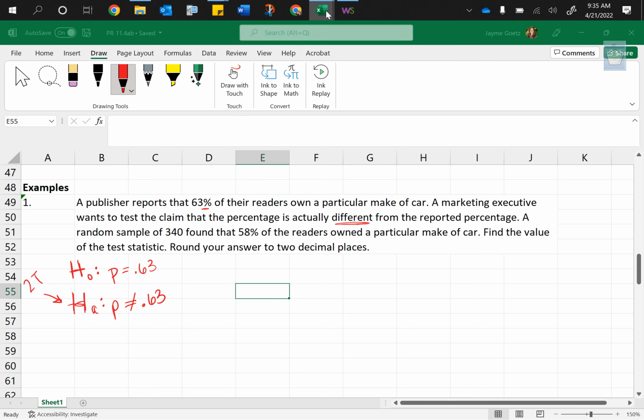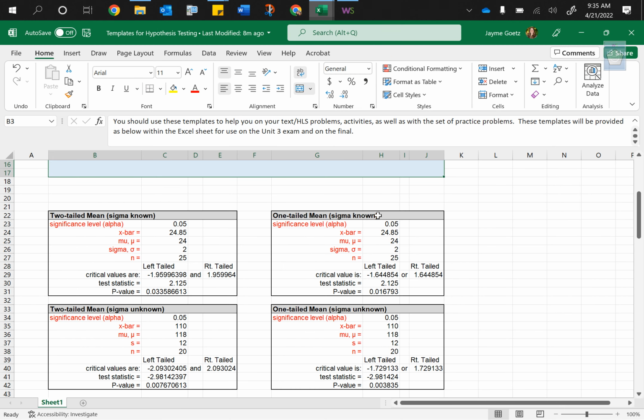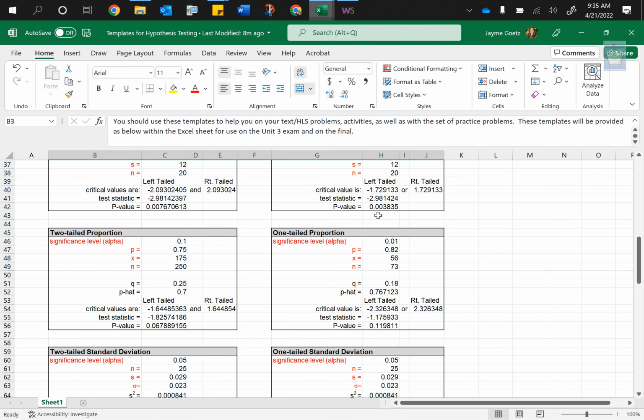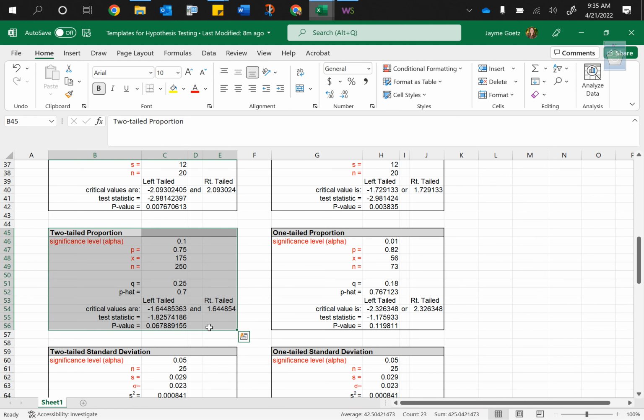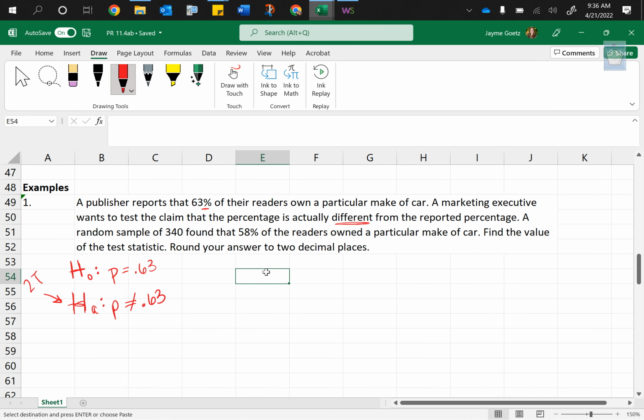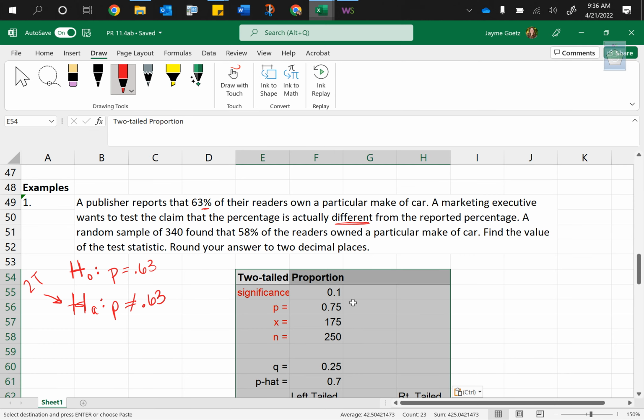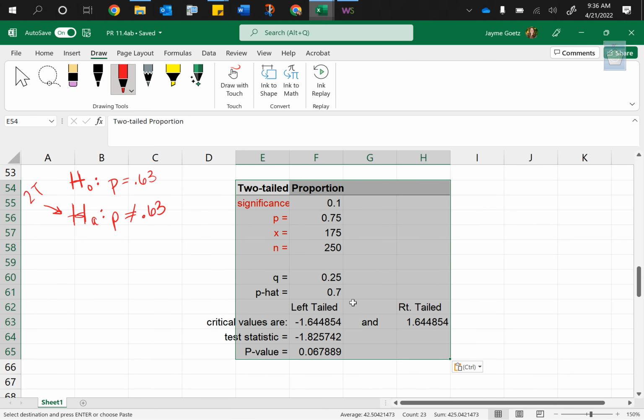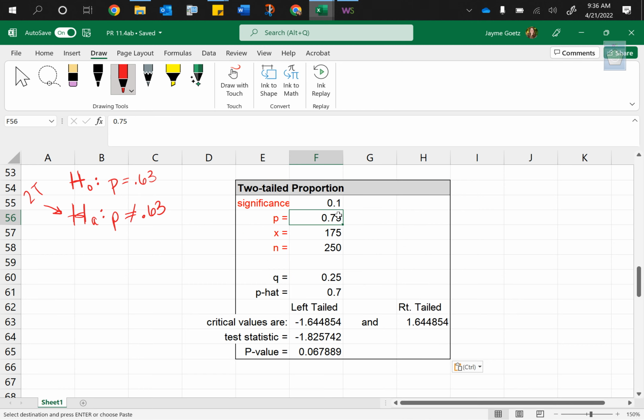So I want you to go to your templates, and we're going to scroll down until we see 2-tailed proportion. Notice you don't have to determine if sigma is known or sigma is unknown. That's not what they're talking about. Proportion is just 1-tailed or 2-tailed. So since it's not equal to, we're going to highlight this 2-tailed proportion and copy it. And we're going to come back here and paste it in there. What's nice is it's also going to help me figure out what other information I need to know. Okay, so that means I have to figure out all the red things just like normal. I need my alpha, my significance, I need my p-value, my x-value, and my n-value.